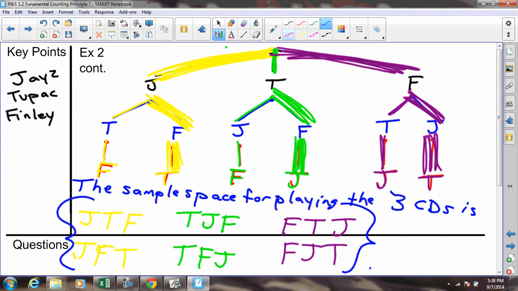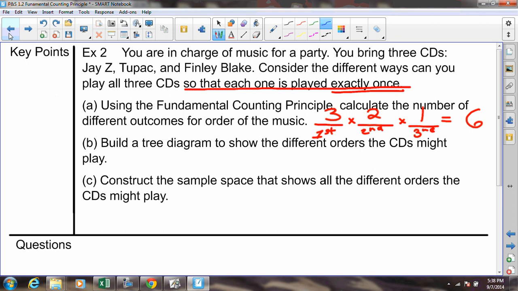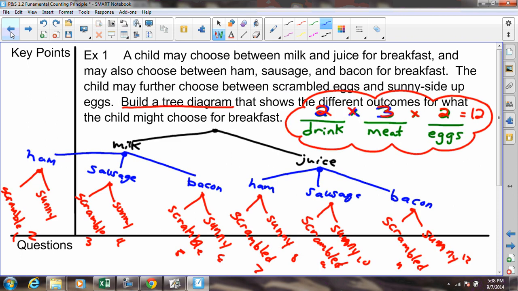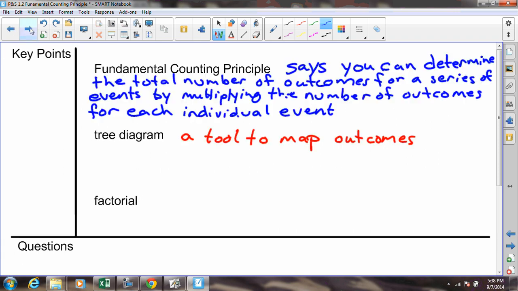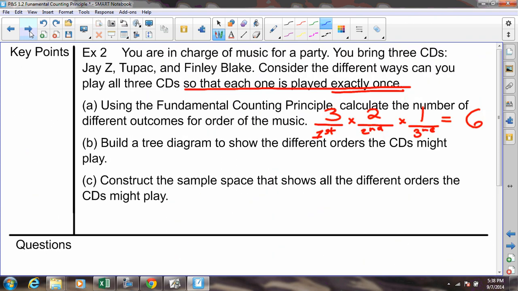But please note, we had 6 items in the sample space, which matched the 6 branches of the tree diagram, which matched what we had for the fundamental counting principle. That's where our first learning objective is coming into play. Apply the fundamental counting principle to determine the total number of outcomes. We were doing that with 3 times 2. We were doing that with the 2 times 3 times 2, each of those components was using the fundamental counting principle.